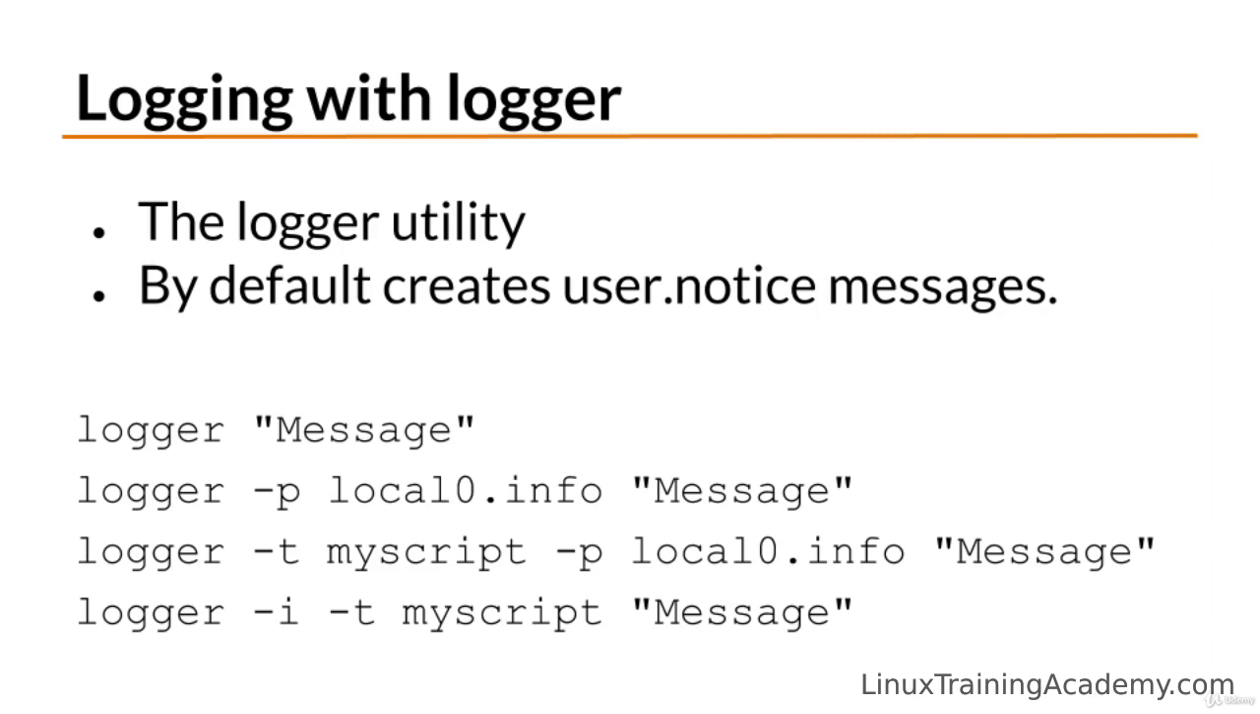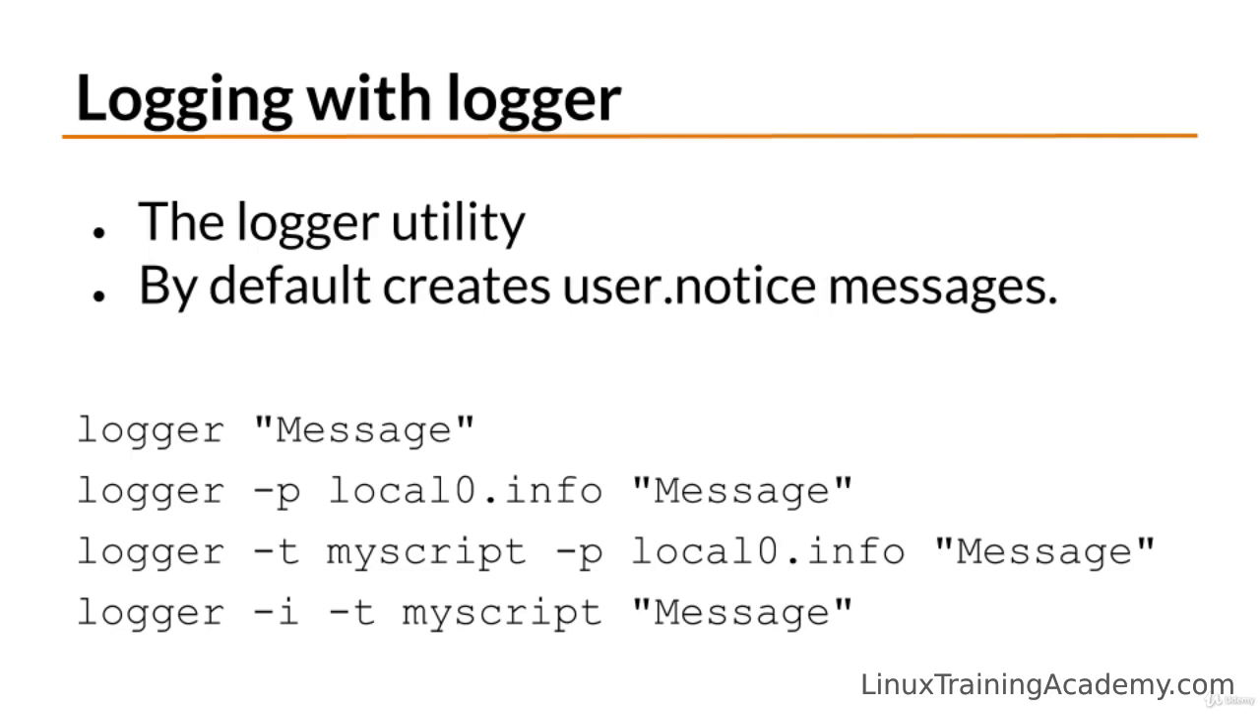If you want to specify the facility and severity, use the -p option followed by the facility, then a period, and then the severity. So, to use the local0 facility and the info severity, you would run logger -p local0.info and then follow that with the message you want to generate.